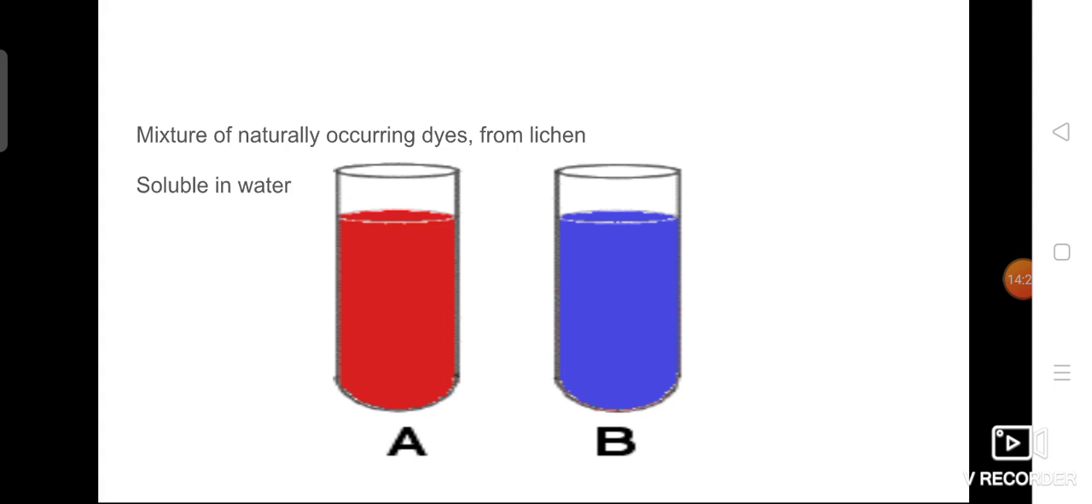Have you understood? So what do you mean by litmus? Litmus is a mixture of dyes obtained from lichens. Where can you find the lichen? On the bark of the tree. What do you mean by lichen? Lichen is a symbiotic relationship between algae and fungi. It's a combination of algae and fungi. Generally they are in powdered form, and they come in different colors.